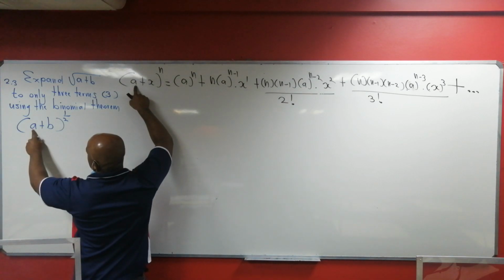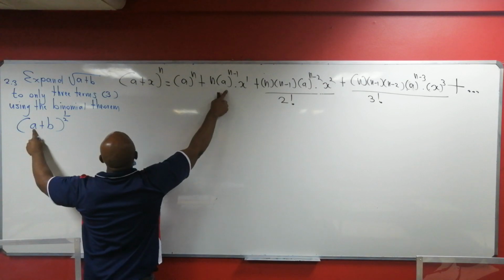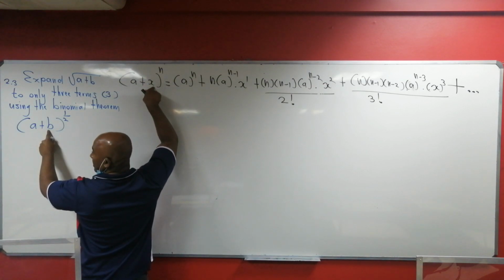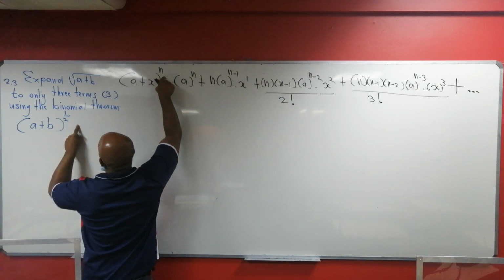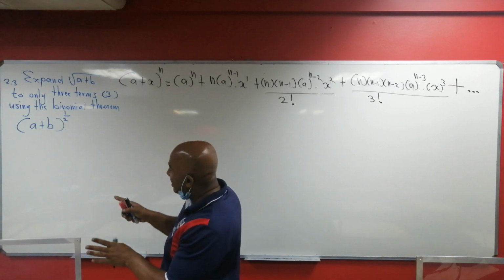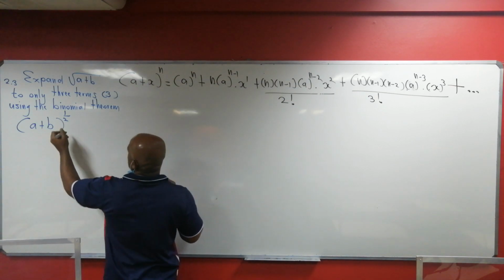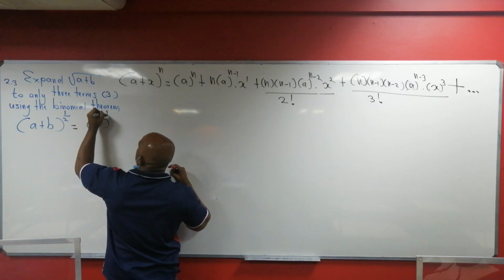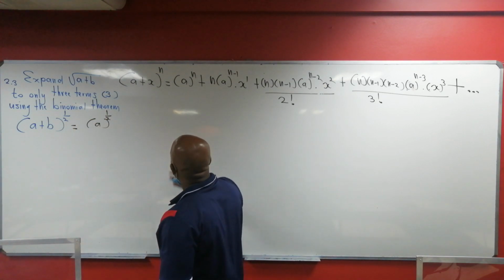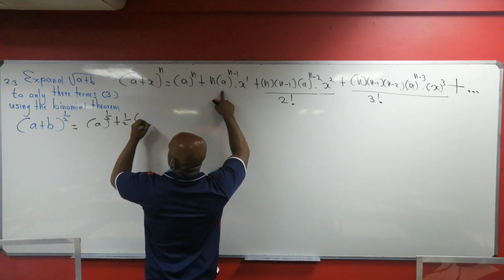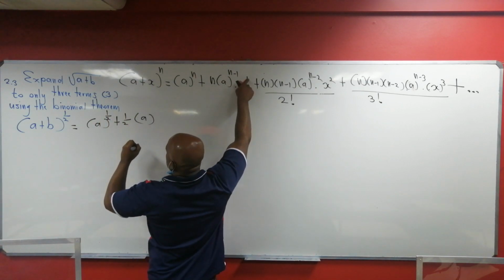There's a here. Where you see a, you're going to replace it with a. Where you see x, you're going to replace it with b. Where you see n, you will replace it with half. Okay, it's all about substituting and using your exponent laws. So I'm going to go a to the power n, so that's a to the power half, plus n, which is half, a to the power n minus 1.